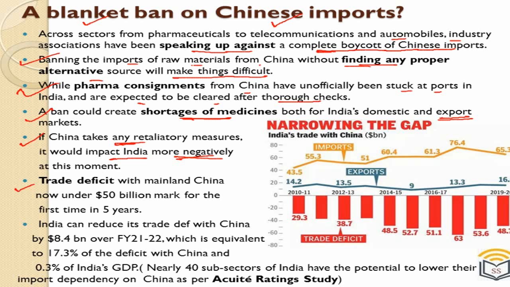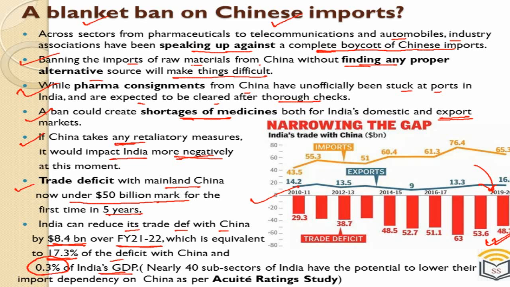So let's see some trade deficit data. The trade deficit with mainland China is now under the 50 billion mark for the first time in 5 years, as can be seen here. Now it is under $50 billion. India can reduce its trade deficit with China by around $8.4 billion in the next financial year, which is equivalent to around 17.3% of the deficit with China, and this is also around 0.3% of India's GDP.